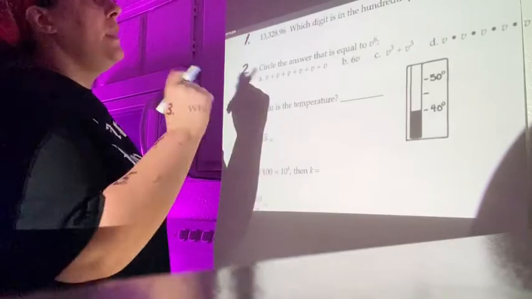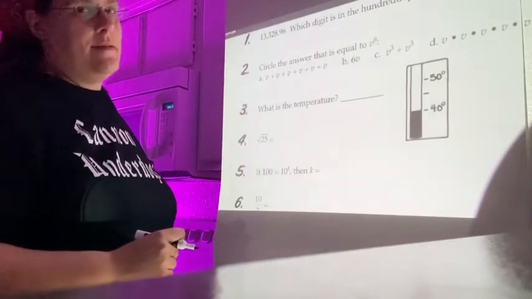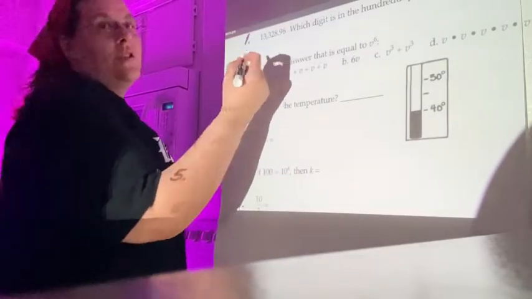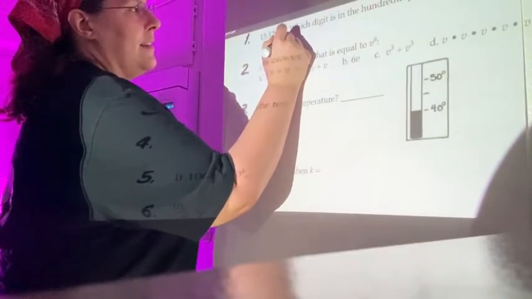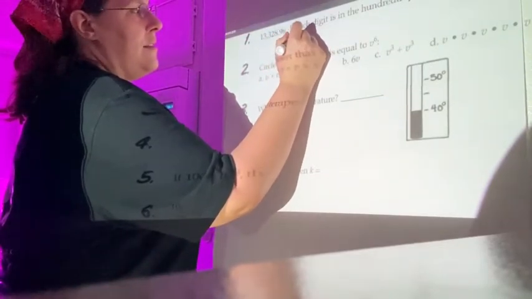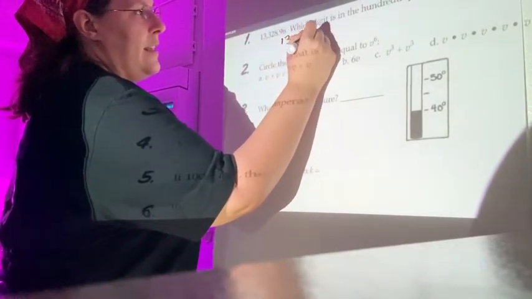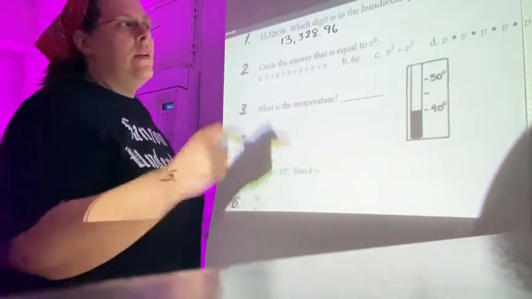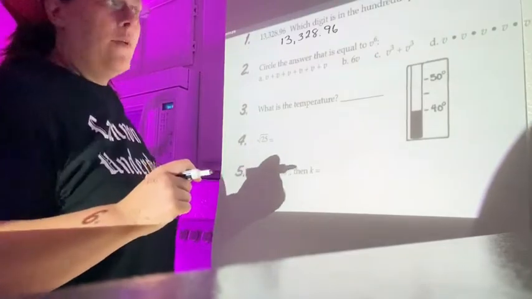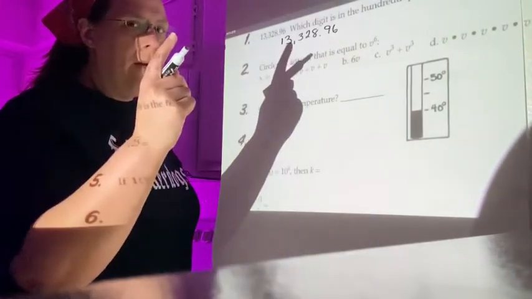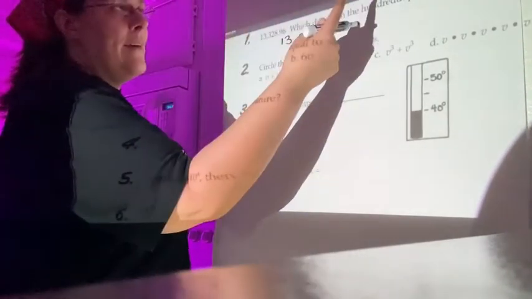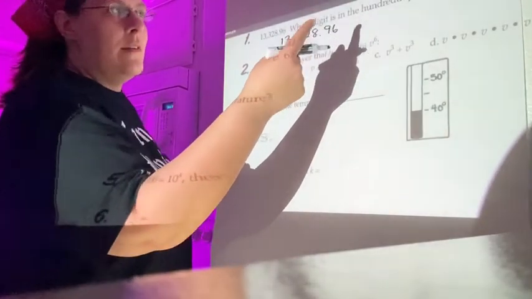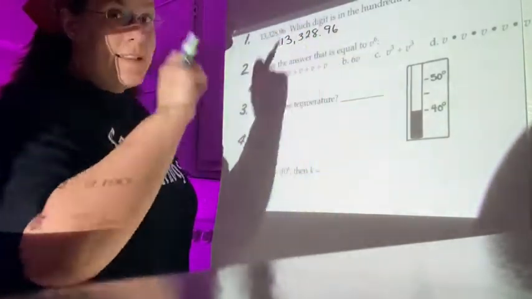13,328.96. Which digit is in the hundredths place? 13,328.96. That's the number we have to figure things out with. And which one are we looking for? We are looking for hundredths. That's which one we're using.